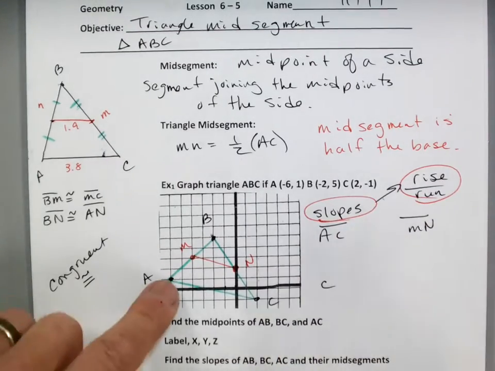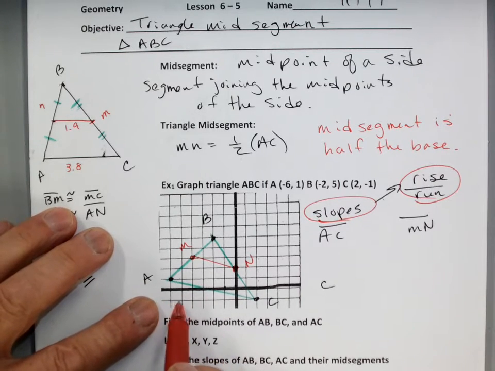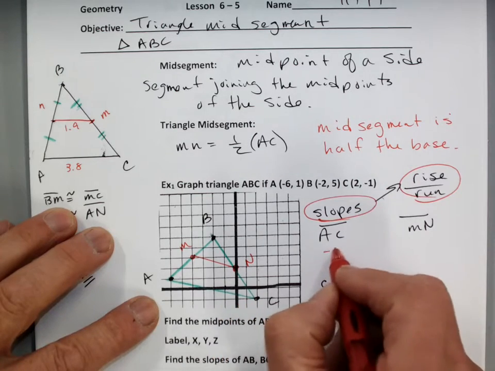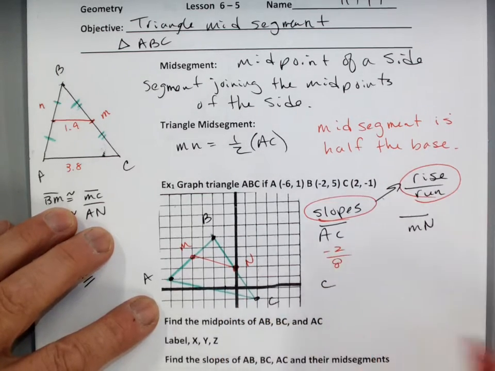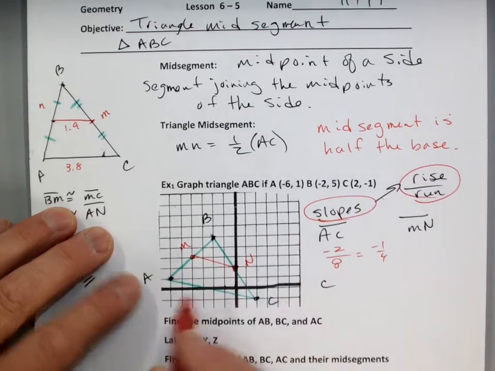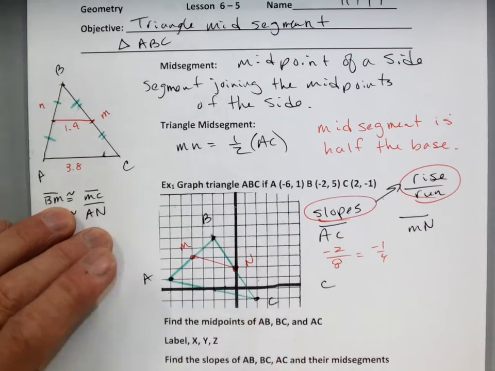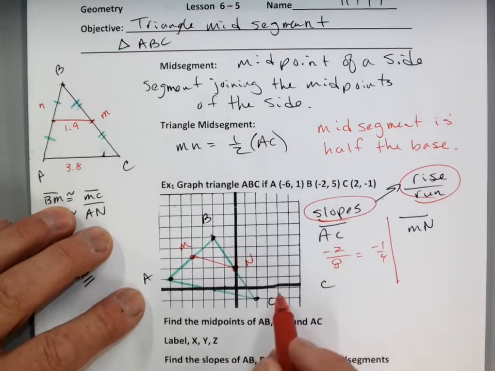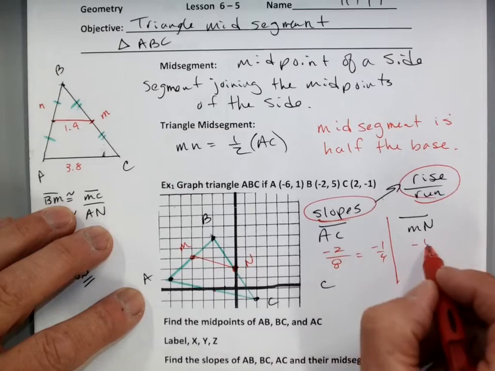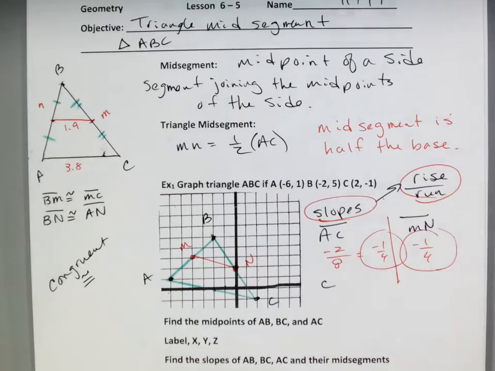So if I'm going to go from A to C, I'm going to have to go down 2 over 8. Well, that would just reduce, right? It reduces to -1/4, which is down 1 over 4. Now what about the slope of MN? Down 1 over 4. Okay, so what do we know? If the slopes are the same, we know they're parallel. So I'm going to write that down.